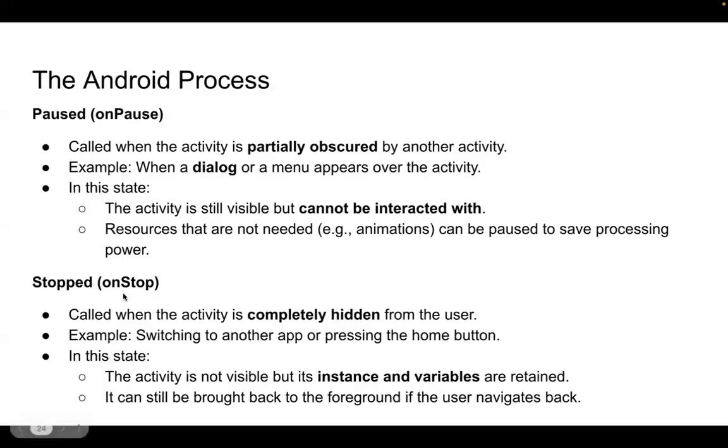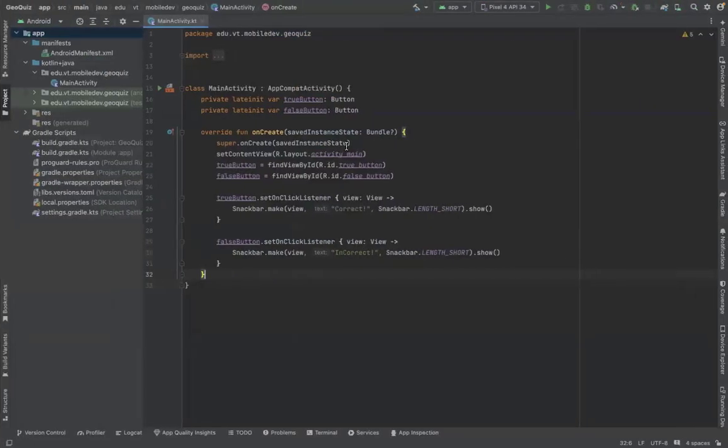And then you have onStop, called when the activity is completely hidden from the user, switching to another app or pressing the home button, right? So then your app is stopped at that time. The activity is not visible, but the instance and the variables are retained. It can be brought back to the foreground when the user navigates. And this all happens in this thing, right? If you stop the app and you want to go back, then it's going to come back to the onCreate, right? Then in this bundle, savedInstanceState, it will hold the state, right?